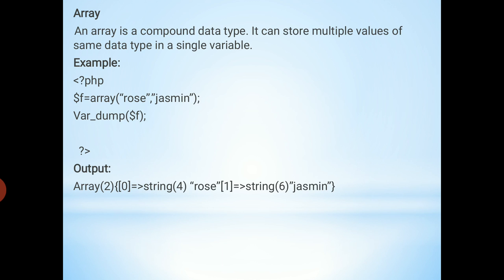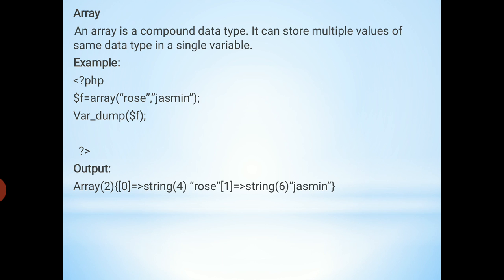This is the script, and declare the variable $f is equal to value array. In the array, values are defined: Rose and Jasmine. Using the var_dump function and assign the value $f and script is completed. The var_dump function is used to display all the values of an array with their index, data type, those values and length of those values.